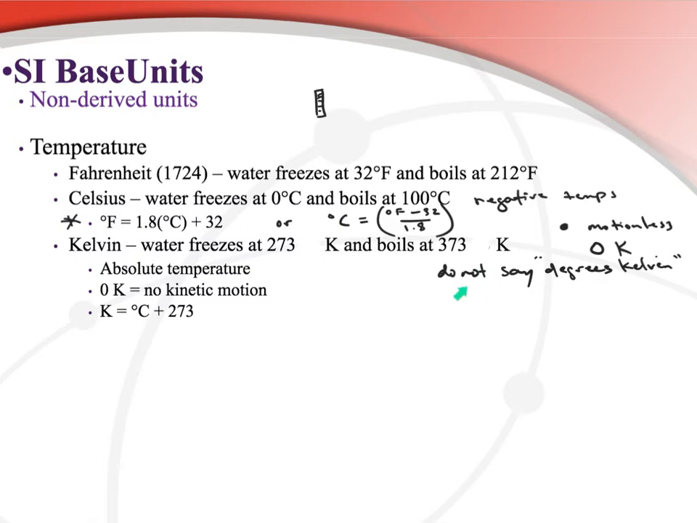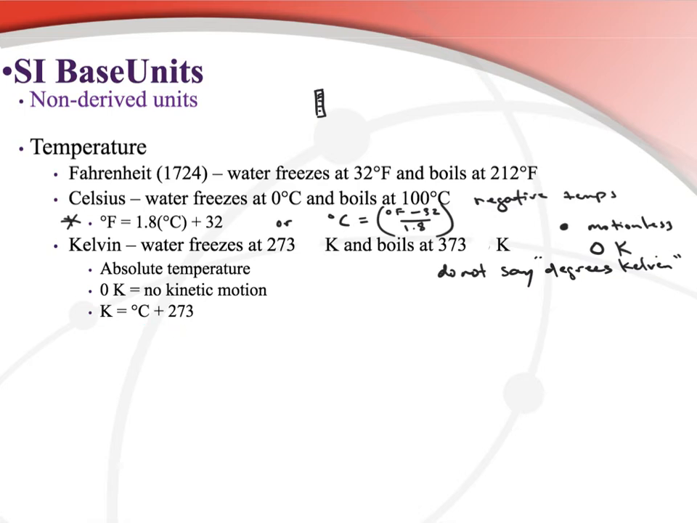Because degrees is saying that there's some sort of a scale here. This is an absolute scale, not some sort of arbitrary scale, because there is a 0 point and there is no negative temperature. So Kelvin we call the absolute temperature. 0 Kelvin means there's no kinetic motion. Kinetic meaning moving. There's nothing moving around.